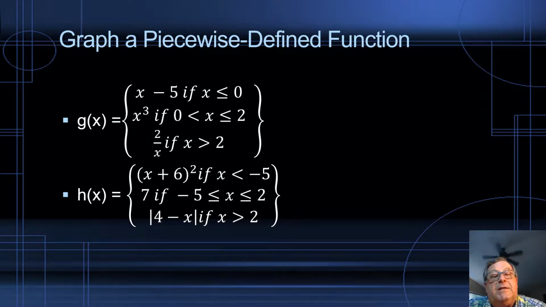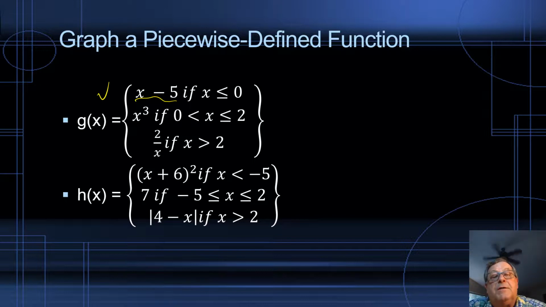So our first piecewise defined function, we got x minus 5 if x is less than or equal to 0. And this x minus 5, when I just look at this portion right here, well, that is a linear function, and it's got a transformation with it. And that transformation would be a vertical shift or translation, vertical shift down by 5 units.